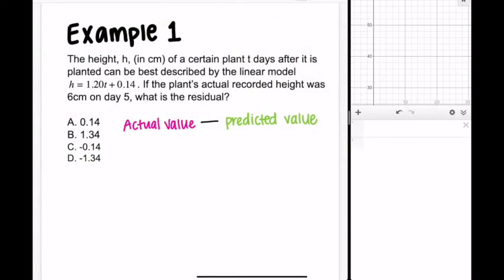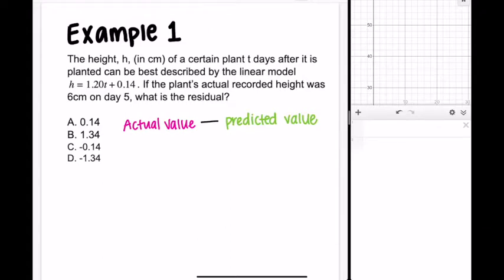The height h in centimeters of a certain plant t days after it is planted can be best described by the linear model h equals 1.2t plus 0.14. If the plant's actual recorded height was 6 centimeters on day 5, what is the residual?